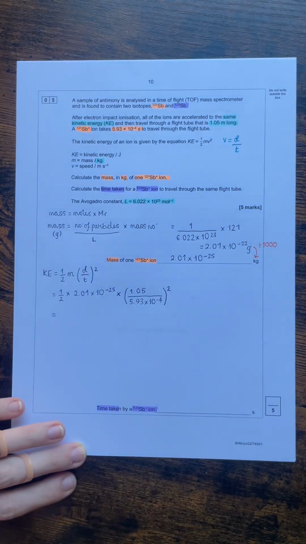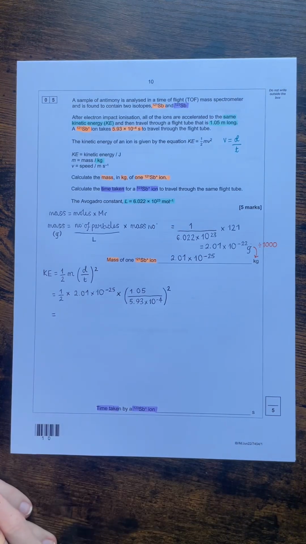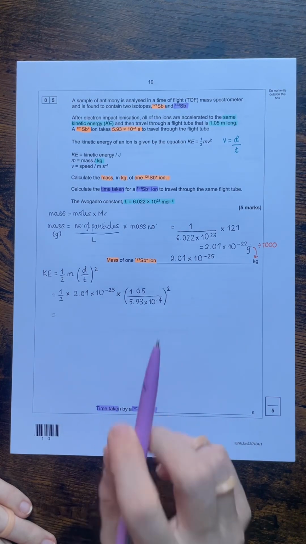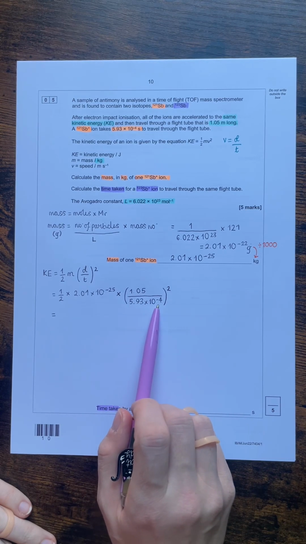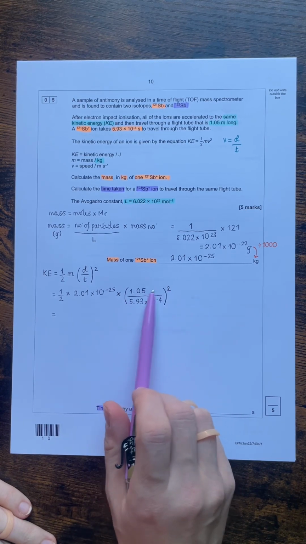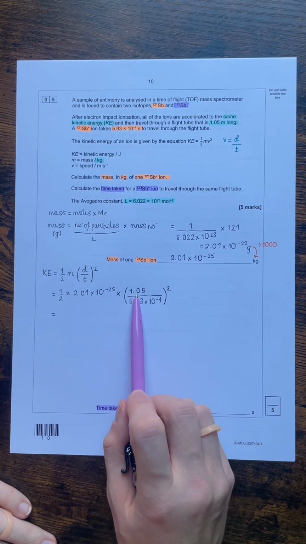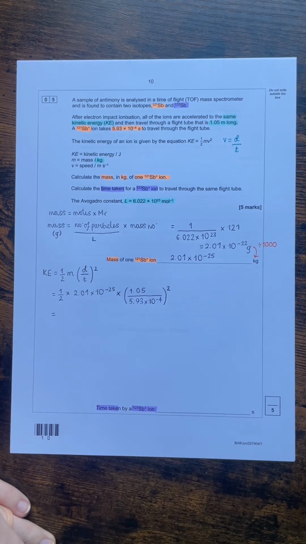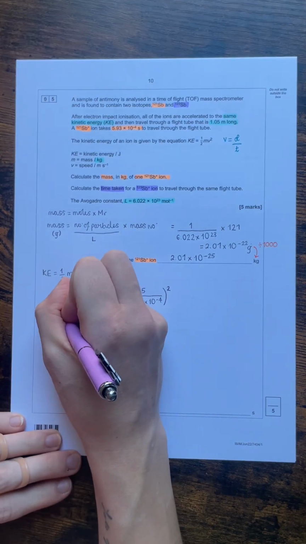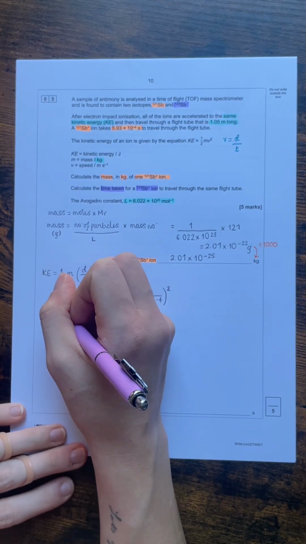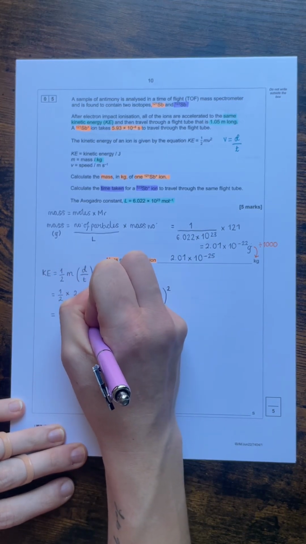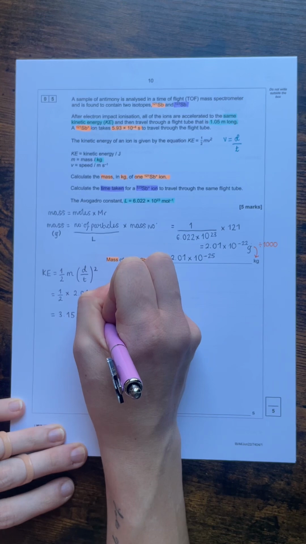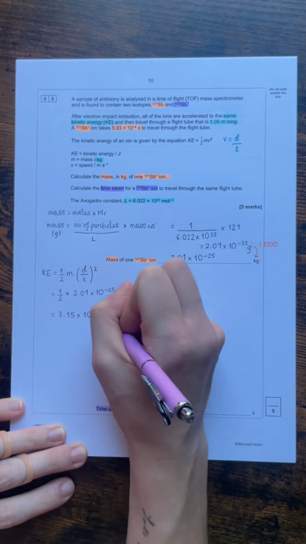And I'm partly doing this to save space on my piece of paper, but we could have very easily worked out what 1.05 divided by 5.93 times 10 to the minus 4 was first, and then that would give us the velocity. Then we can put that number into here, and then that would be squared. As I said, no right or wrong. That gave me a kinetic energy of 3.1498, so we're going to go for 3.15 times 10 to the minus 19 from my 3 significant figures, and that will be in joules.